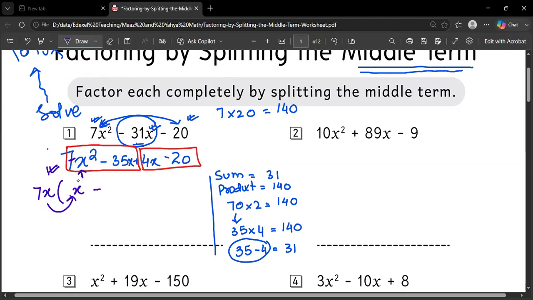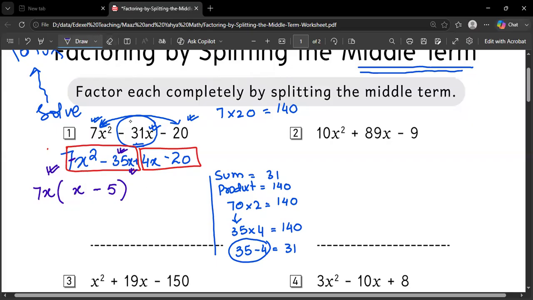Yes, it's clear. Now, out of 35, what times 7 makes 35? 5. So we have to write 5 only, not x. Why? Because one x has already been taken common. Is this clear now? Yes.